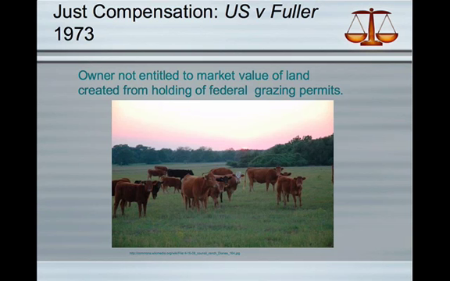So, U.S. versus Fuller, 1973. Owner not entitled to the market value of land created from holding federal grazing permits. Pretty much this guy owned a small piece of property, but he owned these grazing permits that essentially allowed him to have a huge ranch with a lot of cattle. And it was a really valuable ranch, and he could have sold these permits, they're transferable.